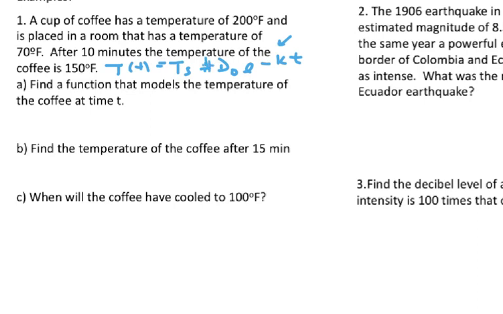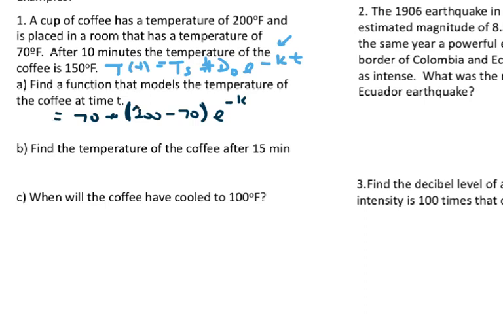All right, so let's find a function that models the temperature of the coffee at time t. We know the surrounding temperature. Our surrounding temperature is 70 degrees. So right in place of this T sub S, we're going to put a 70. 70 plus D naught is the difference. It starts out at 200, and then the difference between the original temperature and the surrounding temperature is 200 minus 70. Then we have e to the, well, we don't know the k. We don't know what k is yet. So let's go ahead and fill that in.